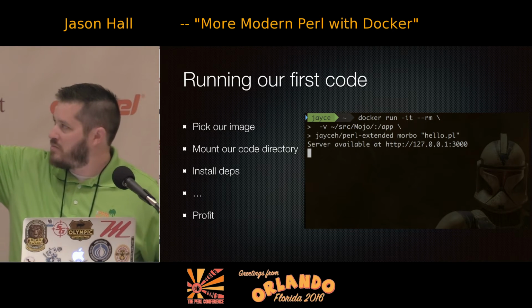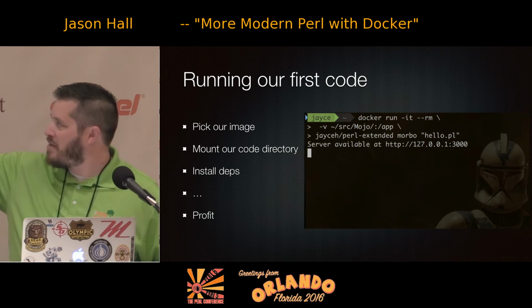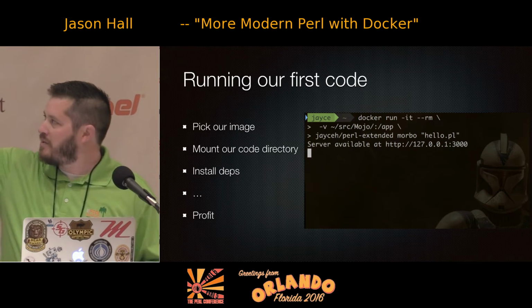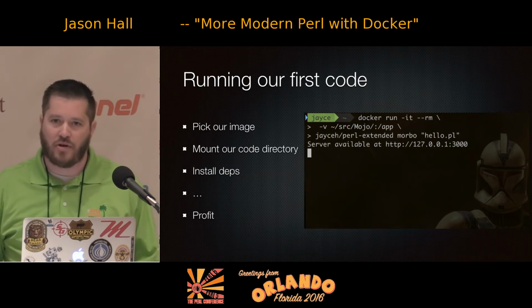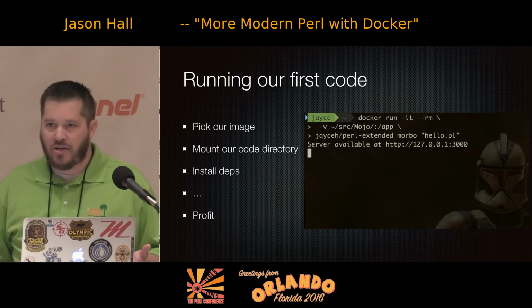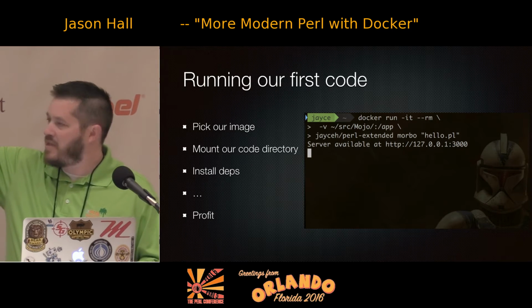In this case, I'm using one of mine called Perl extended that I did as a demo. And I'm just giving it the command morbo hello.pl. So it's a quick Mojo script. Immediately it comes down and starts up the server on port 3000, just like default. It's that easy. It's now running my code. I can test things, run things against it. But that command could be anything else, right?